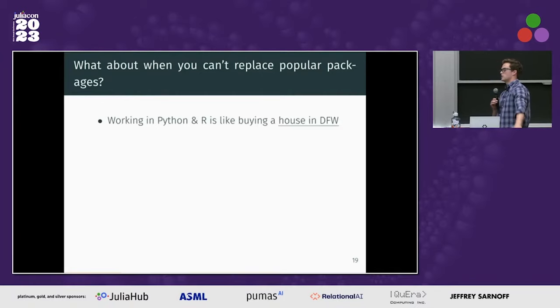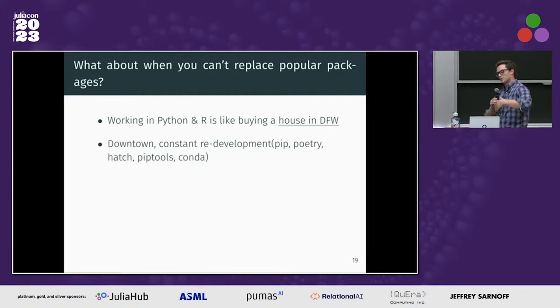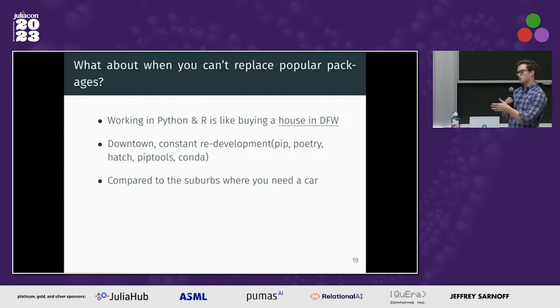The analogy that my PI made when I was presenting these slides was he said working in R and Python is like buying a house in the center of DFW. And DFW is the epitome of urban sprawl. So if you buy it in downtown, you're constantly having redevelopment, you know, pip, poetry, hatch, pip tools, conda, the tooling's changing, versions are getting updated underneath you. Compared to the suburbs where things are nice and planned out and there's a package for each thing and people are working together, et cetera. But you need a car is the real kicker.